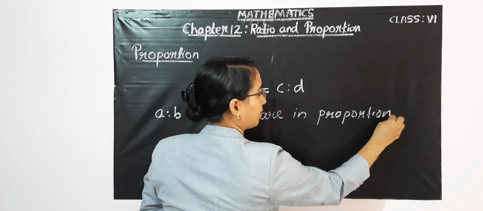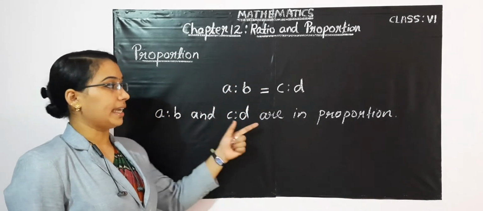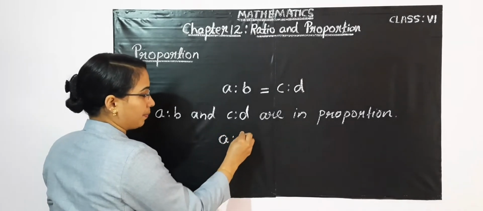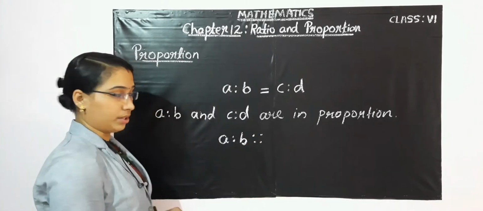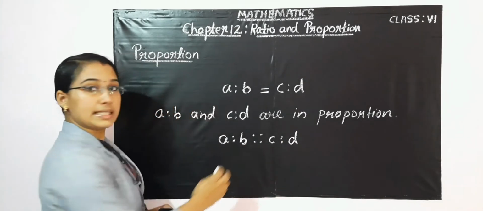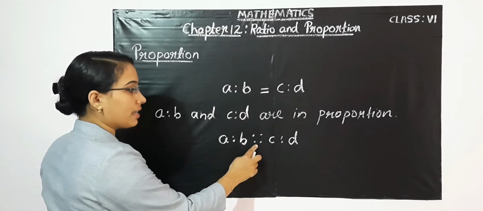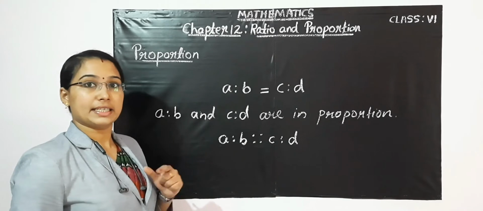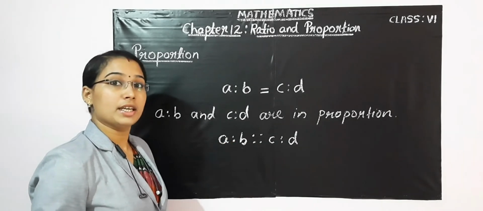Okay. So, what is meant by proportion? If two ratios are equal, then they are in proportion. Then we can denote A is to B as C is to D, and here we are using four dots. This is the symbol for proportion. In ratio we are using only two dots, but in proportion, we are using four dots.